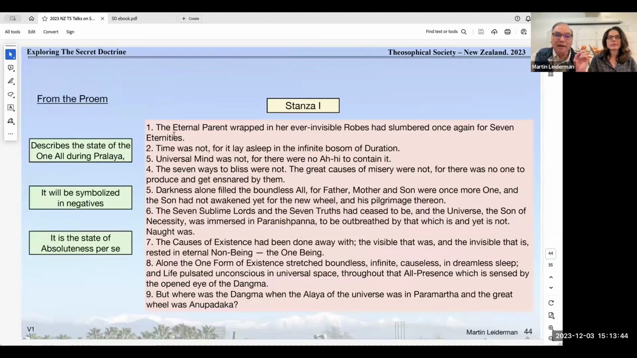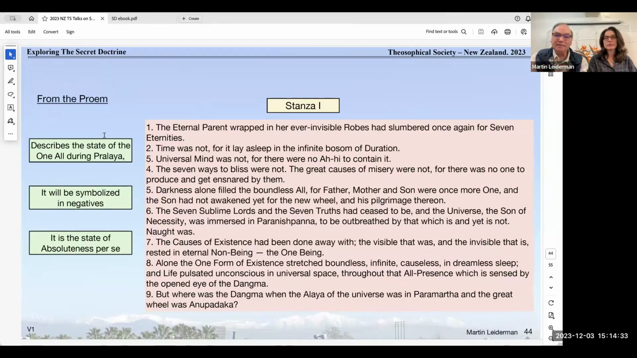Therefore, in the poem, stanza 1 has three main key ideas. It describes, and that's on the left in green, the state of the one all, which is another set of words for the universe, the one all, the point in the disk, during pralaya, during rest. It also is symbolizing negatives. So a lot of the description of stanza 1 will be written in negative, but it is also the state of absoluteness per se. You see, the third quality is in pralaya because it appears to be like an eternal aspect of the universe. This is the point I'm getting to.